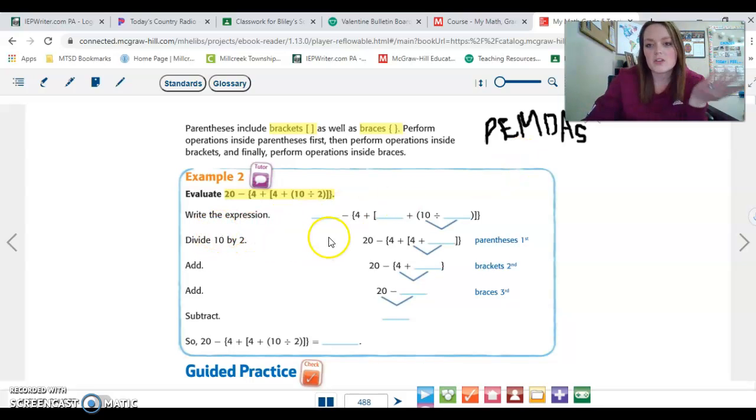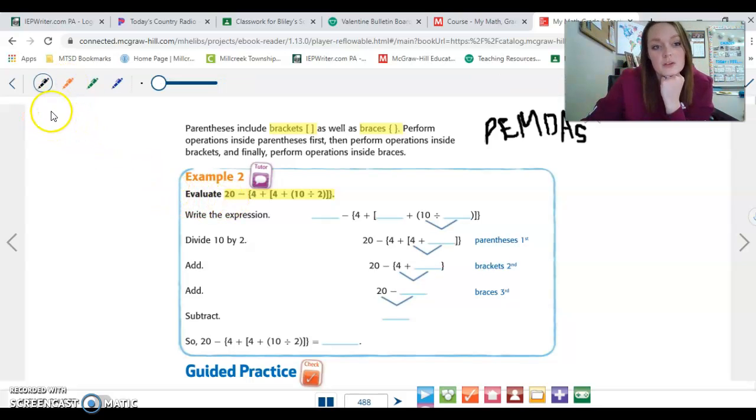So the first thing that we're doing is just simply following in our equation. For some reason, they left it so that we need to fill it out. So let's get started with that. We have 20 minus 4 plus brackets 4 plus 10 divided by 2.